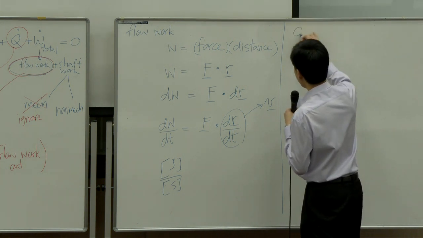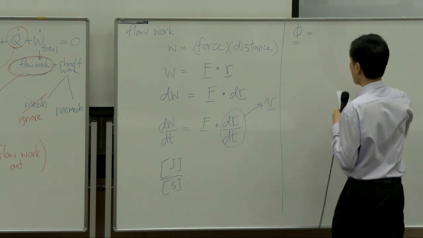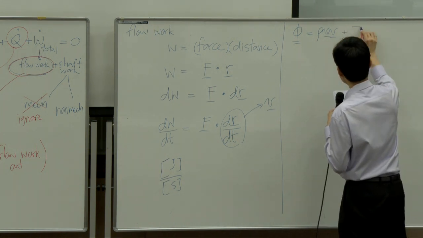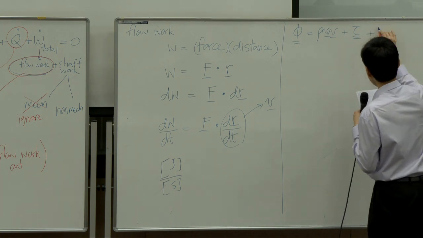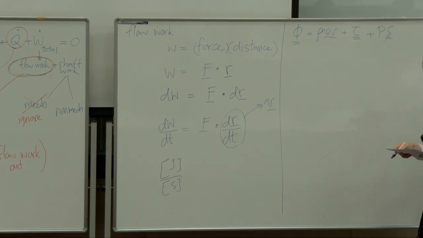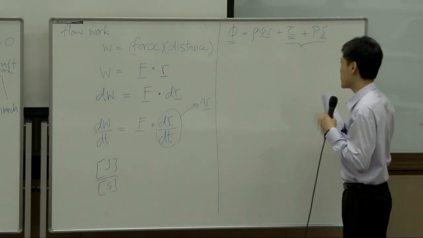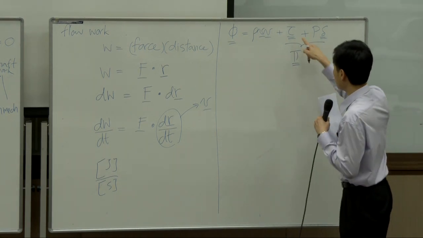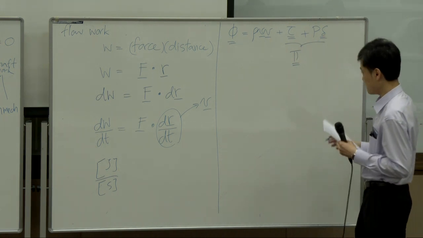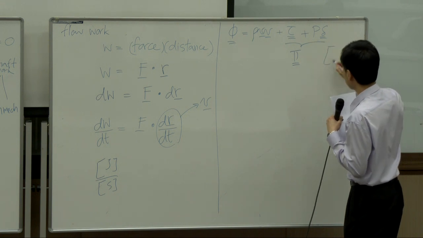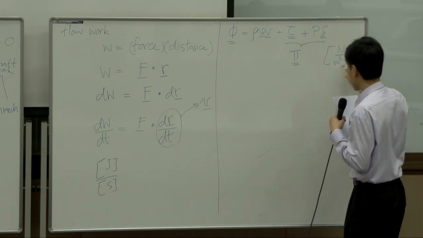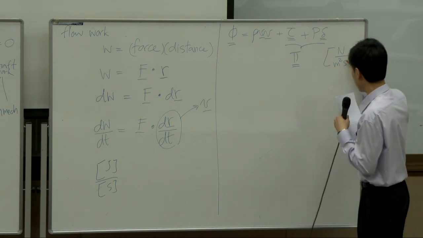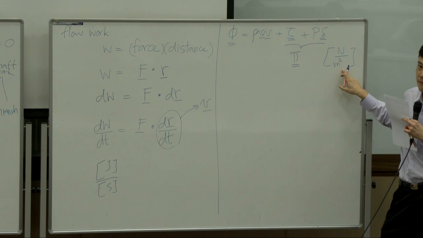If you recall momentum transport, we said the overall momentum flux, or combined flux, can be split into convective transport, molecular transport, and pressure term. We can combine these two together and call this one pi. So pi is basically tau plus pressure. The unit of tau or pi would be Newton per square meter. It is shear stress, which is force divided by area. Okay?